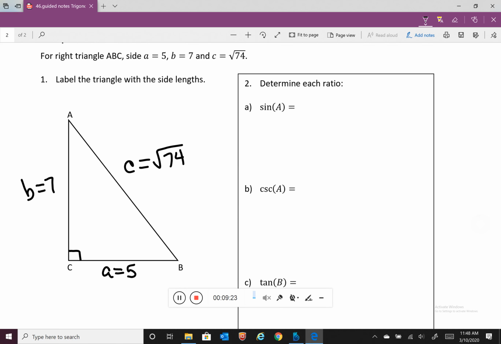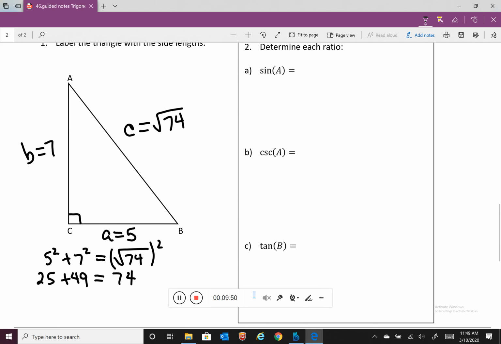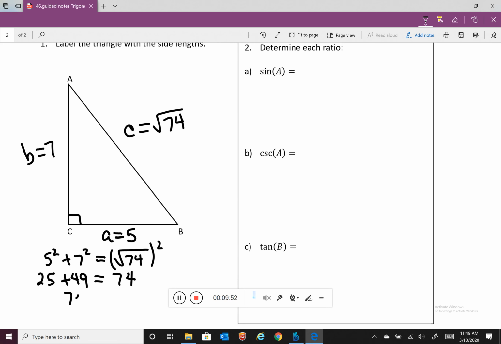And I'm going to do the same thing that I just did up above. I'm going to verify that. So using the Pythagorean theorem, 5 squared plus 7 squared is supposed to equal the square root of 74 squared. We have 25 plus 49, and the square root of 74 squared, the root and the square cancel and give us 74. And notice 25 plus 49 is indeed 74. So this shows that this is indeed a right triangle.